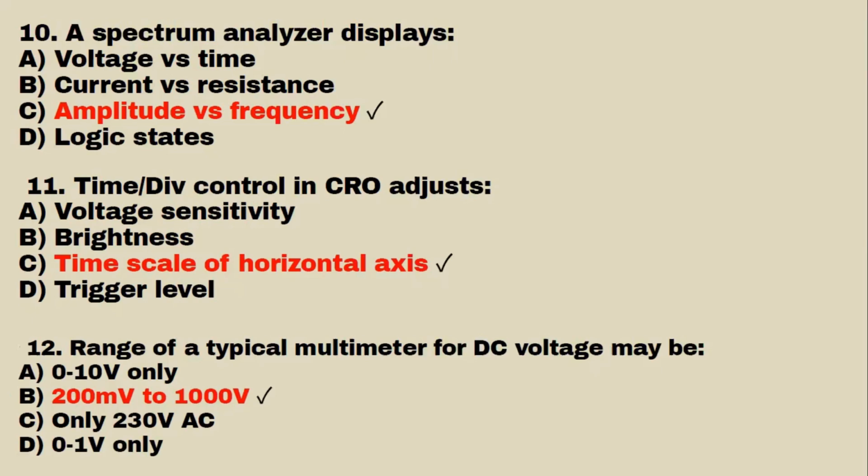Next question, the final one: the range of a typical multimeter for DC voltage may be 0 to 10 volts, 200 millivolts to 1000 volts, 2000 volts, only 230 volt AC, or 0 to 1 volt only. The correct answer is 200 millivolts to 1000 volts. This is about the multimeter. This type of question you will get in the exam. That is the idea for giving you this.